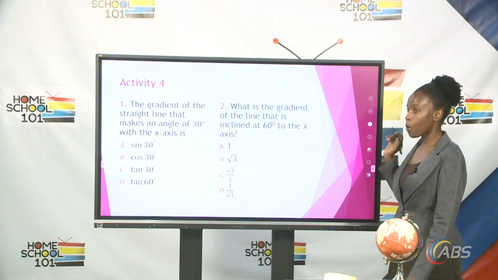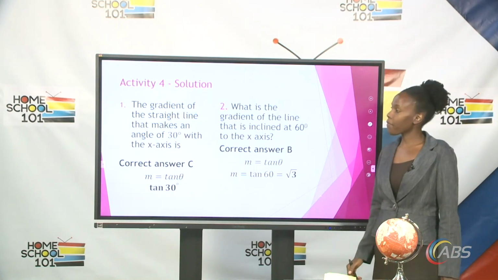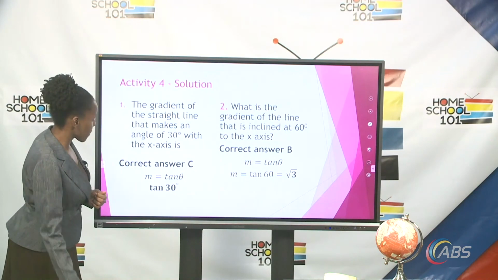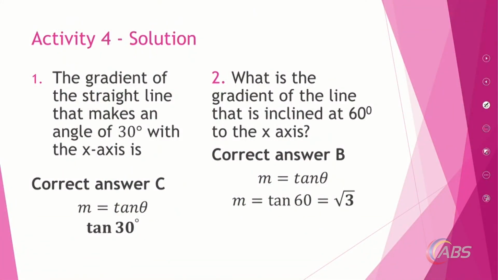So we will now go through the solutions. So the gradient of the straight line that makes an angle of 30 degrees with the x-axis, the correct answer is C. So we're using m is equal to tan theta. Because we're given the angle of 30 degrees in the question, it becomes tan of 30 degrees.